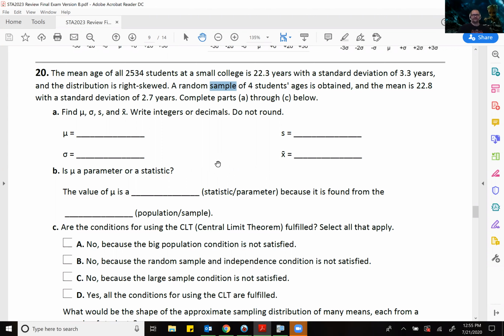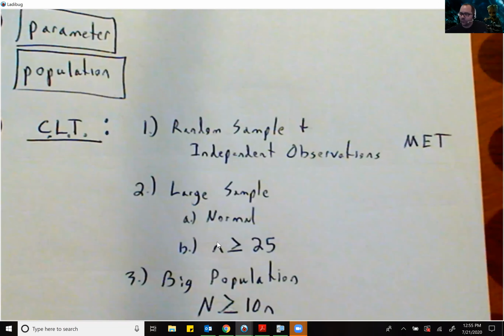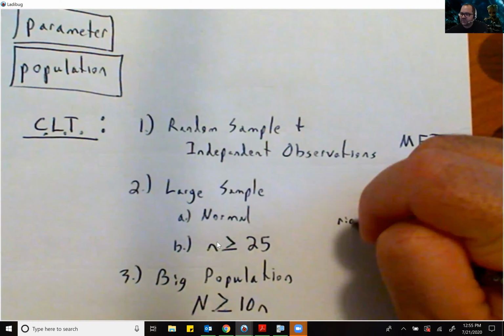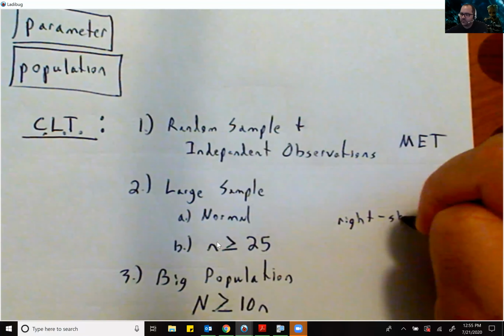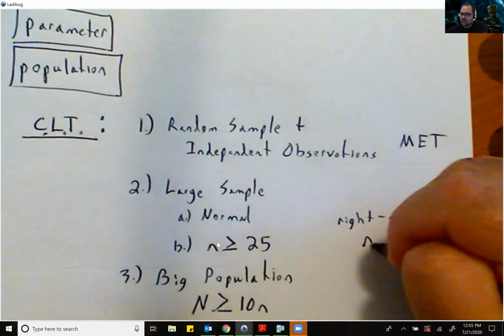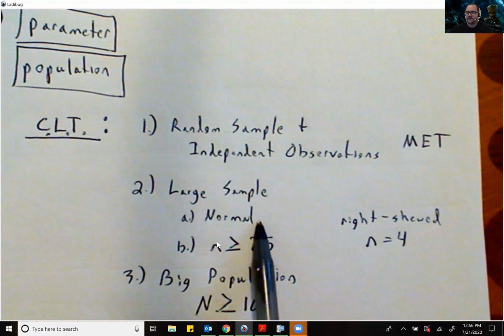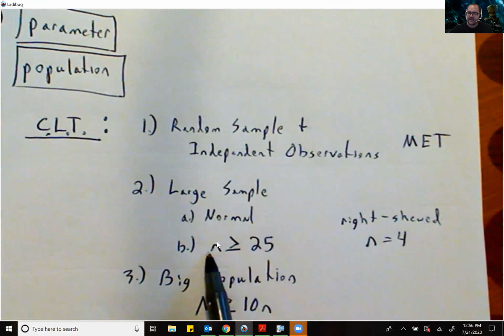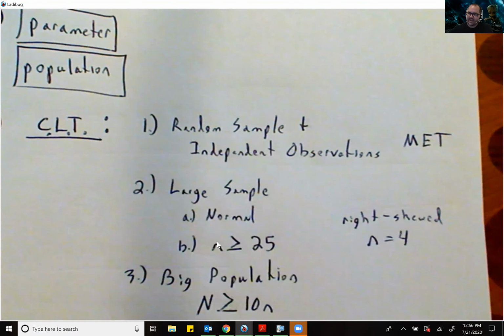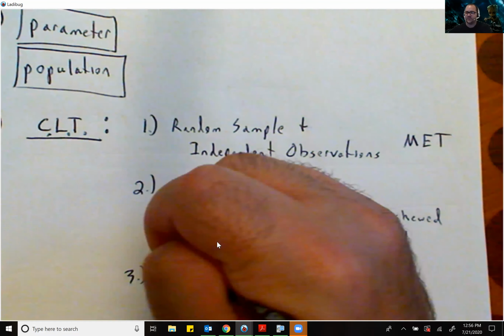Well, if we look at this, our original distribution is right skewed. So it's not normal. So that means we got to rely on the second piece. Our data is right skewed, and our sample size is 4. So because we're right skewed, we can't work on that one. So we got to rely on this. Is our sample at least 25? And the answer is no.